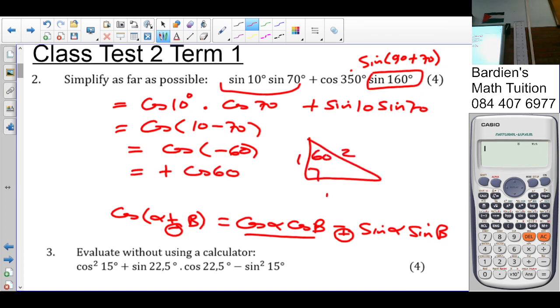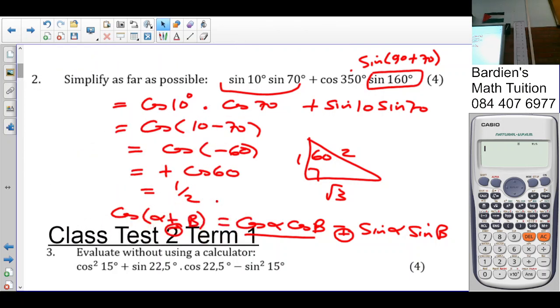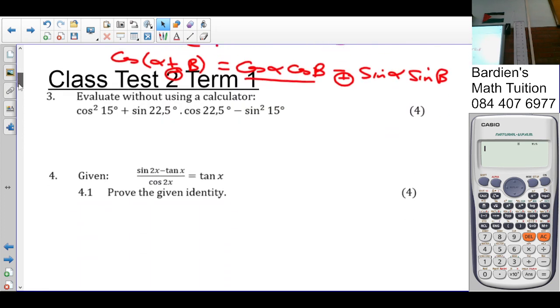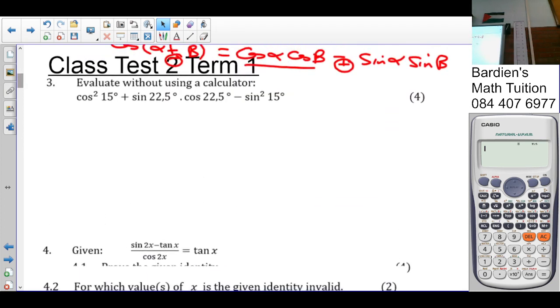We get into our special triangle. So it's 1, 2, root 3. Cos 60 is 1 over 2, which is the same answer as we had before. Whichever one you prefer using will get you the right answer. Let's go to the next one.